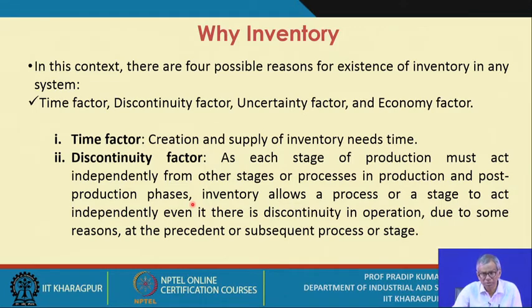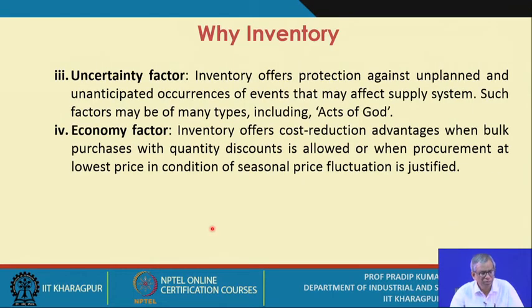This I have already mentioned, like we mentioned the decoupling inventory. Inventory allows a process or a stage to act independently even if there is discontinuity in operation. Is it okay? Due to some reasons at the preceding or the subsequent process or stage. It's clear? So this is unavoidable. So because of the discontinuity factor, you must have inventory.